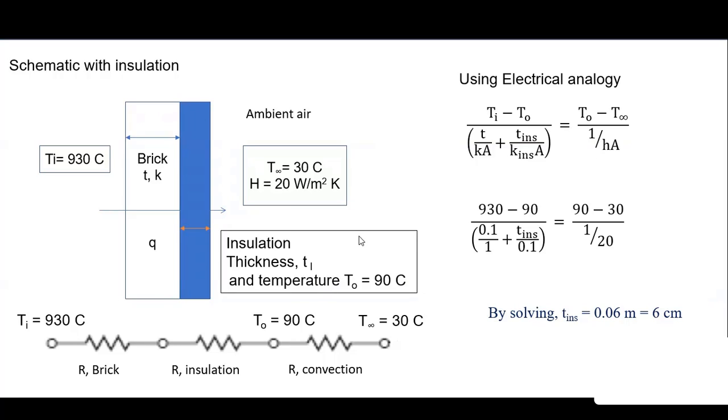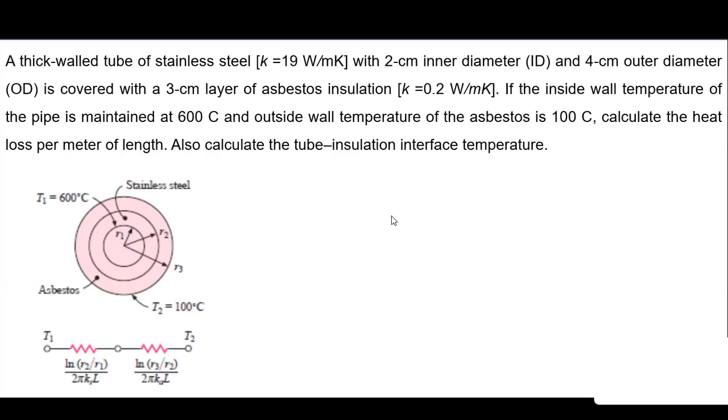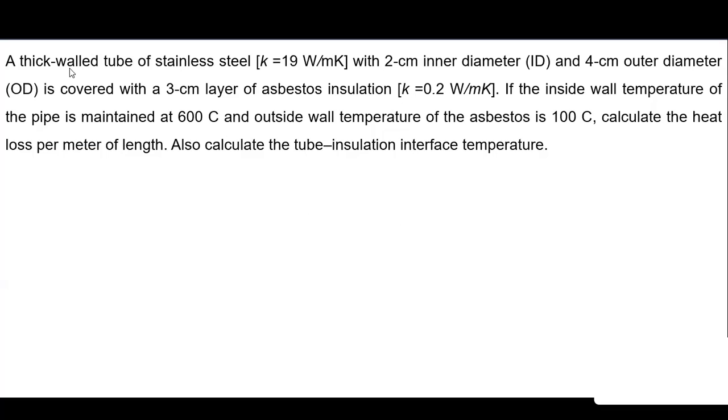So this was our first problem. Let's go for the second one. Problem number 2 is a composite cylinder: a thick wall tube of stainless steel, thermal conductivity of steel is 19, with 2 centimeter inner diameter and 4 centimeter outer diameter. You can imagine the tube, 2 centimeter inner diameter and 4 centimeter outer diameter, covered with a 3 centimeter thick layer of asbestos insulation with thermal conductivity of 0.2 watt per meter Kelvin.